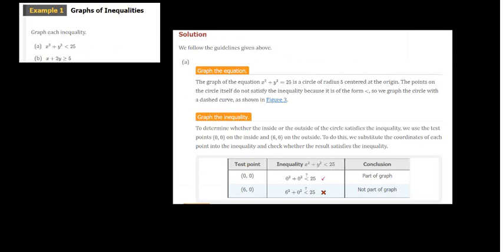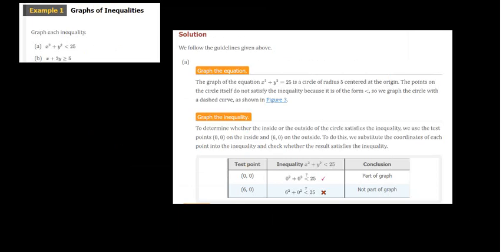If we were asked to graph this inequality, we see the inequality is x squared plus y squared is less than 25. You should know this because it is a circle, right? It is a circle centered, it looks like, at the origin with a radius of, I'm sorry, a radius of 5. So it's just a circle at the origin with a radius of 5.